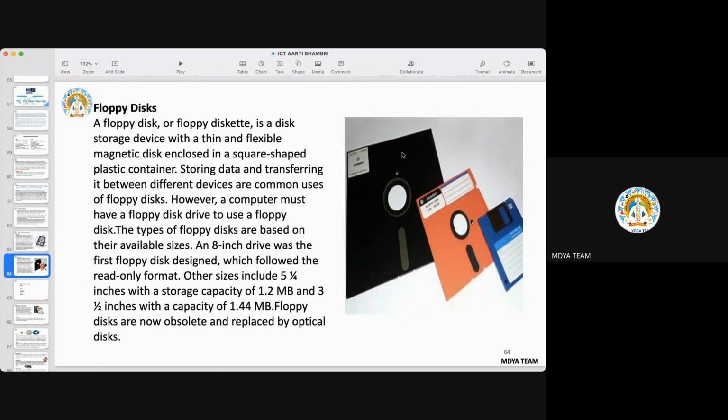Now floppy disk looks like this, as the picture is shown, and it is again a storage device, and it is having a thin and flexible magnetic disk. It is also a magnetic storage device, and it is storing data and transferring it between the different devices. Earlier it was very much in use, but their capacity is very, very less. It is just 1.4 to 5 MB. That's it. But they are obsolete and they are replaced by optical discs.